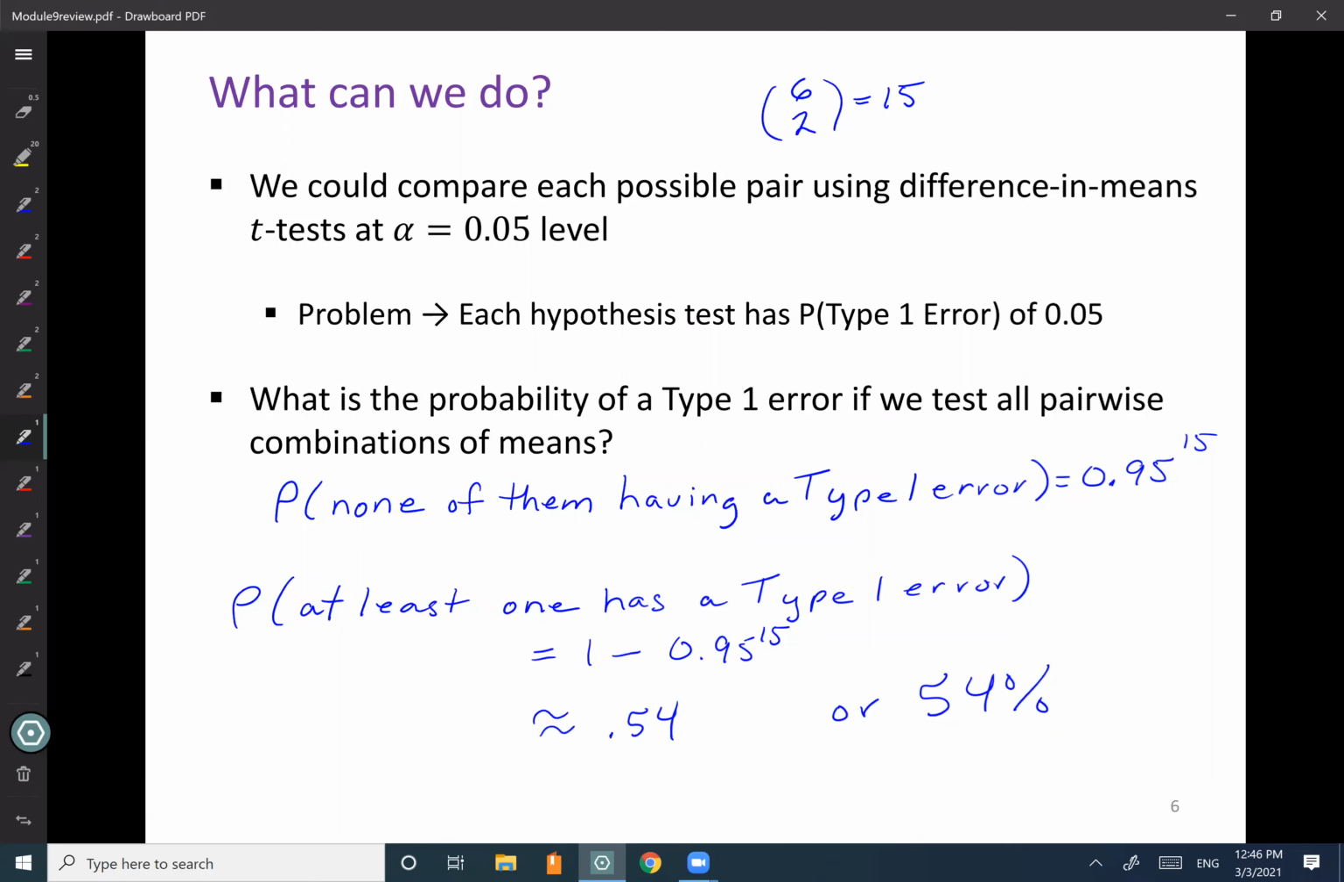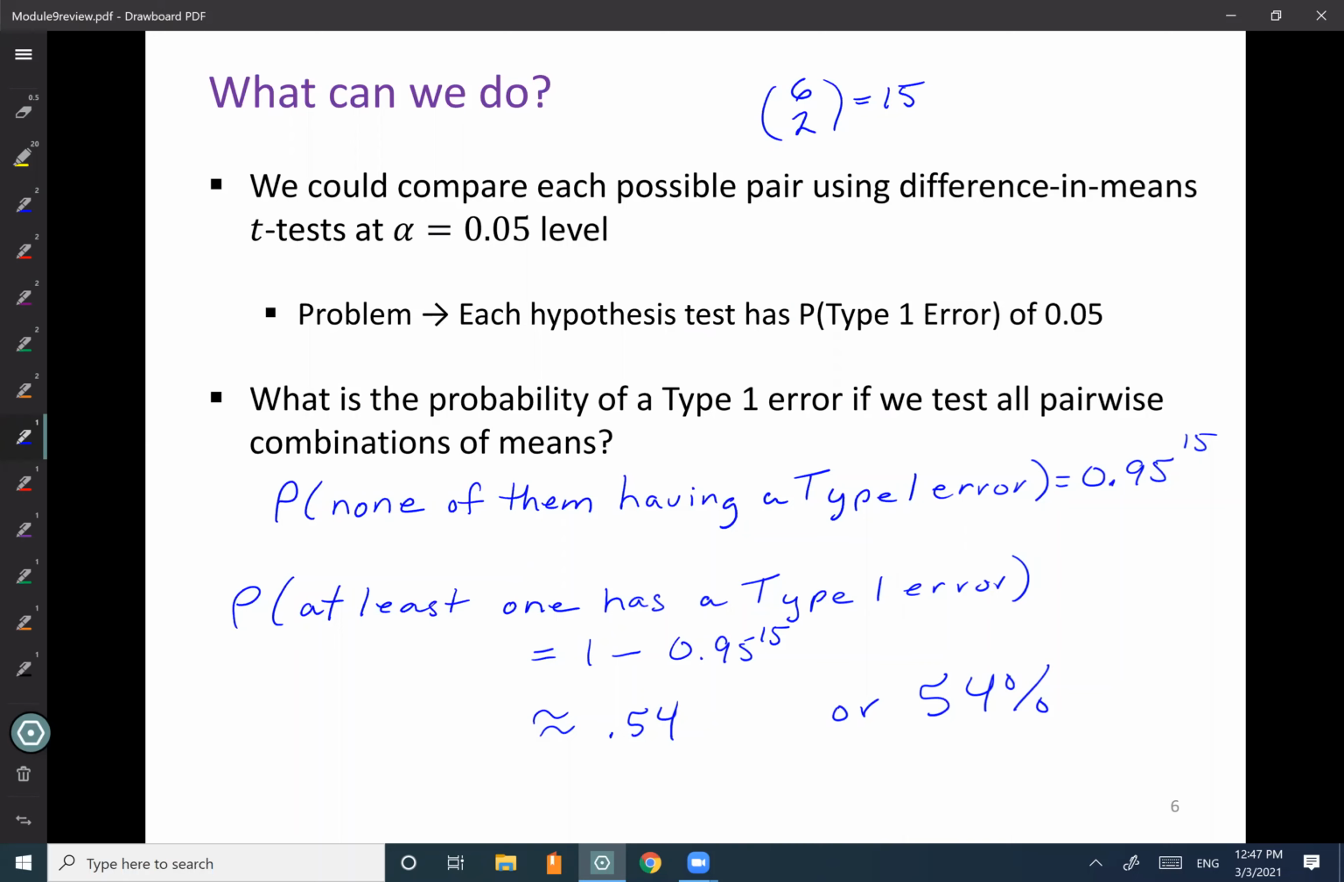So the probability is quite high if we were to run 15 t-tests to see if there are any statistically significant differences in the population means. And we can see that as the number of groups, or the number of continents, increases, the probability of at least one type 1 error also increases beyond the 54%.